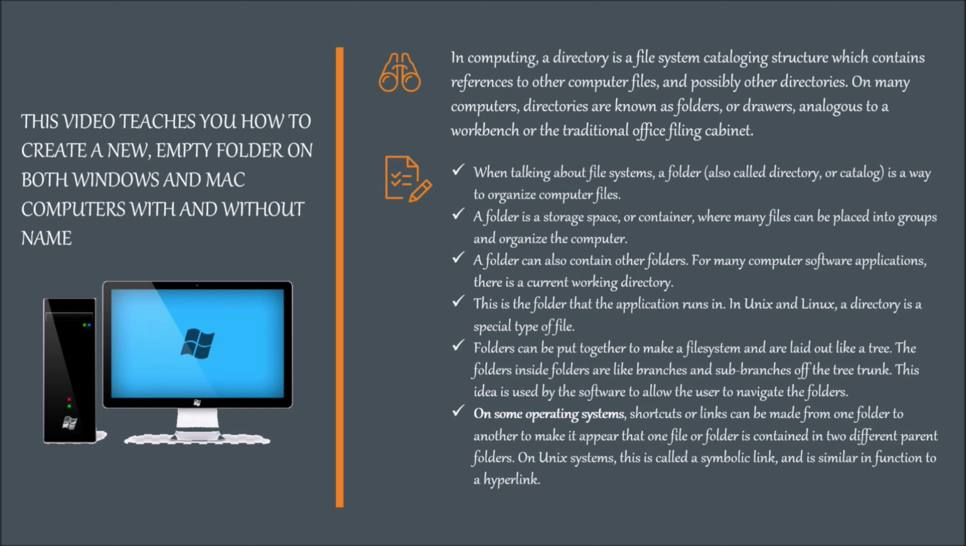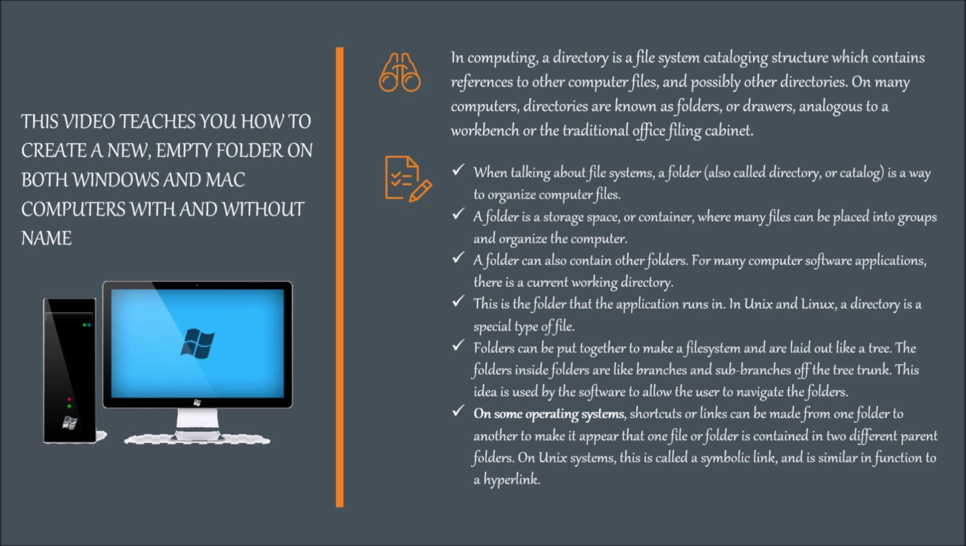Let's get into that. For that, we are just giving a brief introduction of what exactly a folder is. So in computing, a directory is a file system catalog structure which contains references to other computer files and possibly other directories. On many computers, directories are known as folders or drawers, analogous to a workbench or a traditional office file cabinet. When talking about file systems, a folder is a way to organize computer files. A folder is a storage space or a container where many files can be placed into groups and organized on the computer. So a folder can also contain other folders inside it. The folders can be put together to make a file system and laid out like a tree.